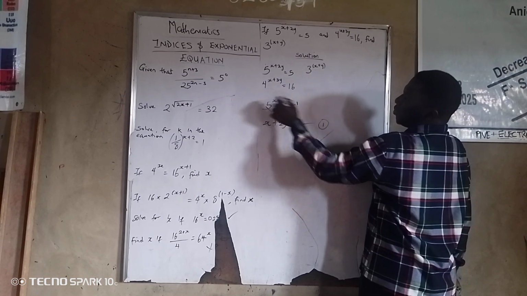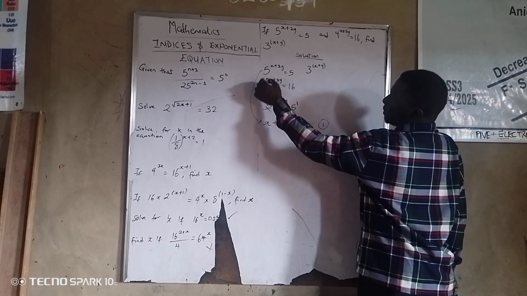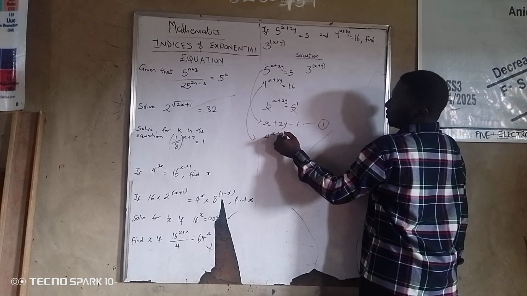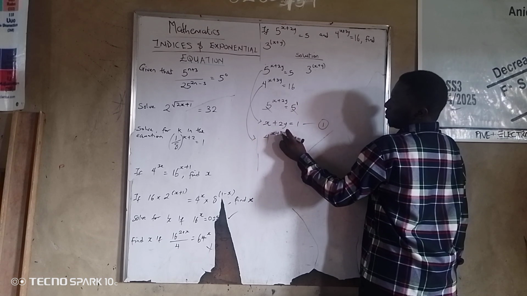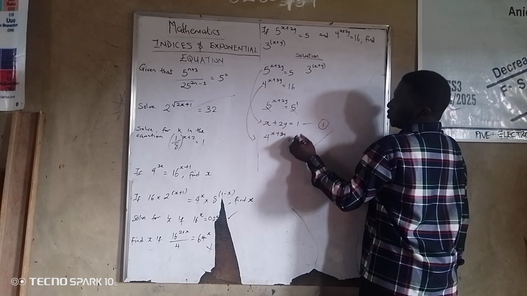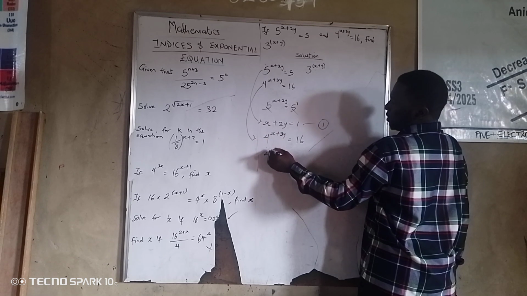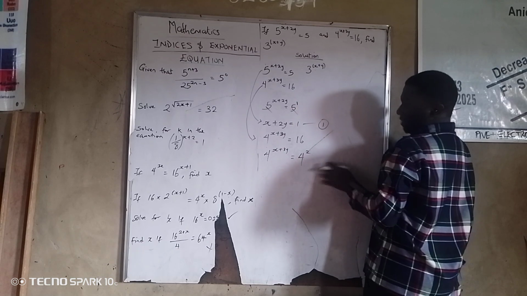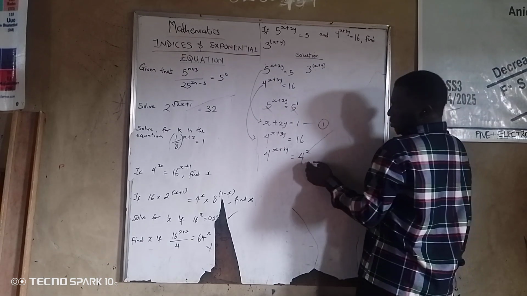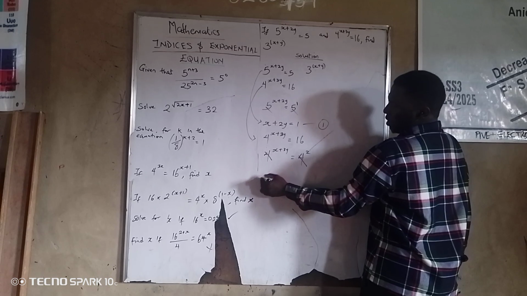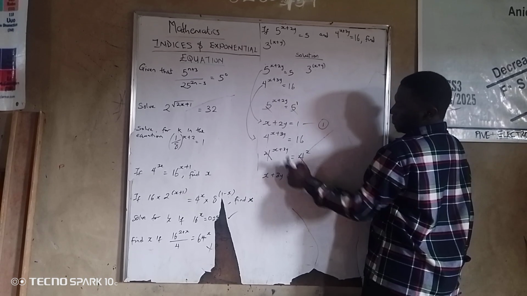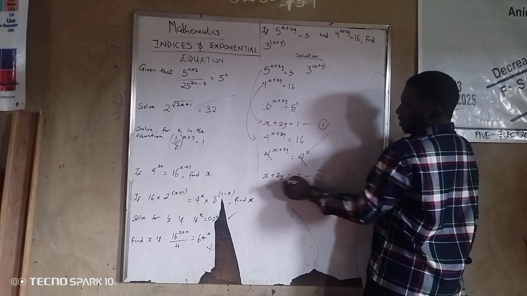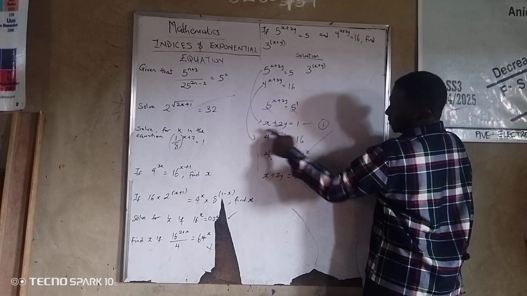Now for the second one, this was the first one. For the second one, 4 to the power x plus 3y equals 16. We can express 16 as 4 raised to the power of 2. I've explained all this stuff, so I believe you understand now. We are equating the base. 4 cancels 4. You have x plus 3y, the powers, equals 2. So this is equation 2. So let me bring back equation 1. Equation 1 is this expression.